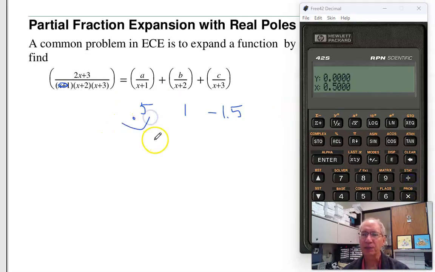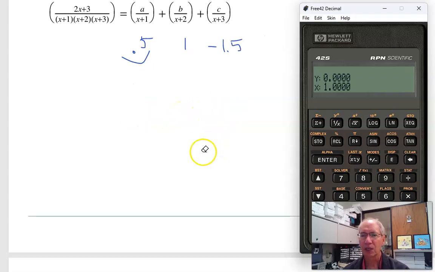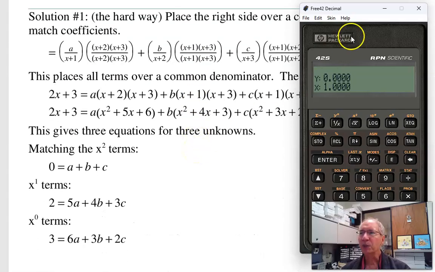A is 0.5. To get b, b is when x is minus 2. So let's take -2, store it in x. B then is 2x plus 3: 2, recall x, multiply, 3 plus, there's the numerator, divided by x plus 1: recall x, 1 plus, divided by x plus 3: recall x, 3 plus. B is 1. Likewise for c. So that's partial fraction with real poles.